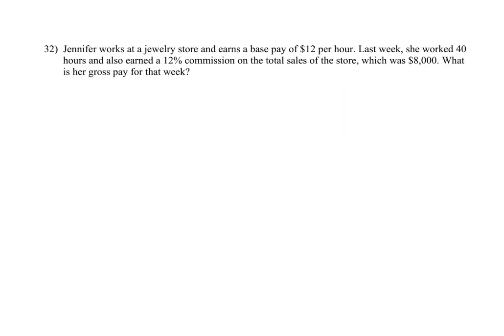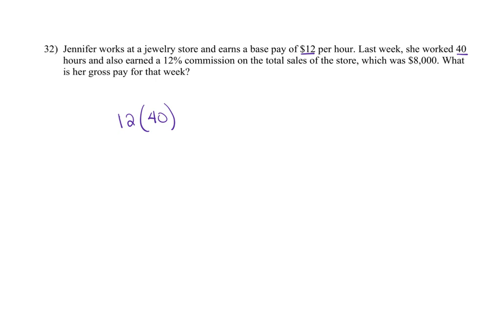Let's look at number 32 on the next page. Jennifer works at a jewelry store and earned a base pay of $12 per hour. Last week, she worked 40 hours. She also earned 12% commission on the total sales of the store, which was $8,000. What is her gross pay for the week? All right. So she got $12 an hour and worked 40 hours. How do we figure out that piece of her pay? Just multiply $12 an hour times 40 hours.